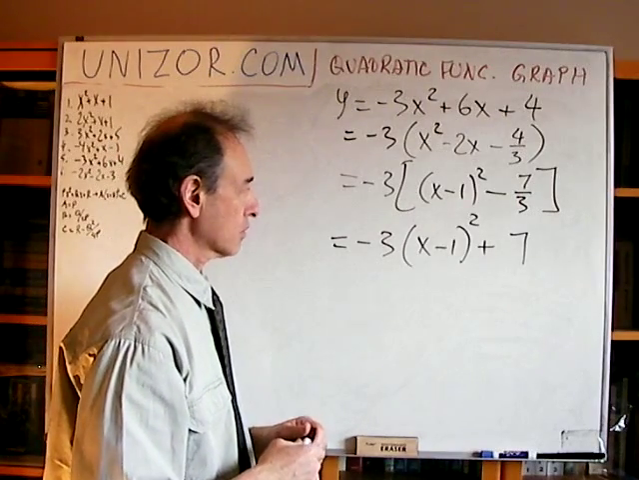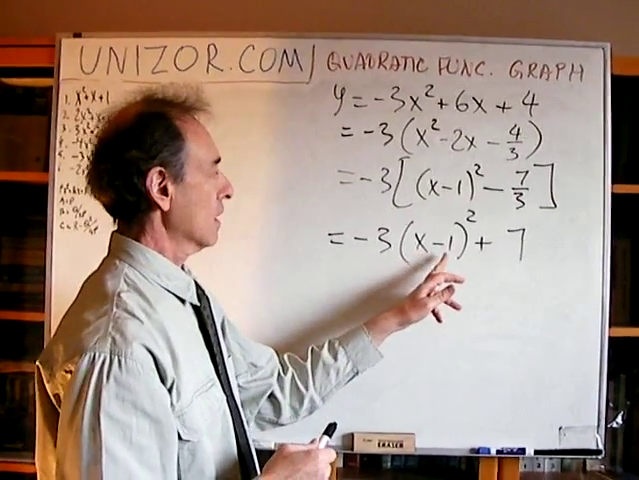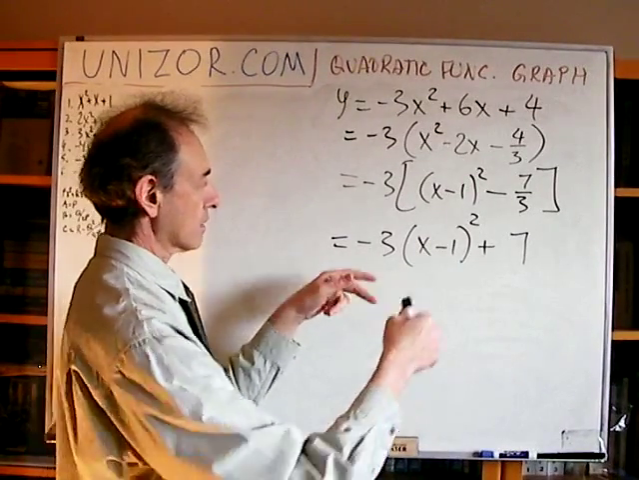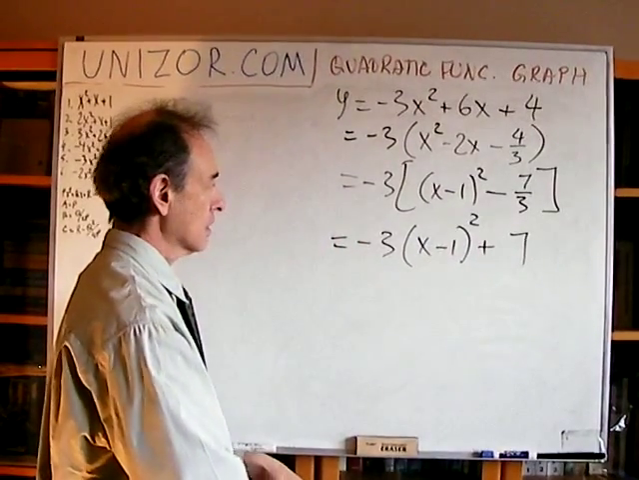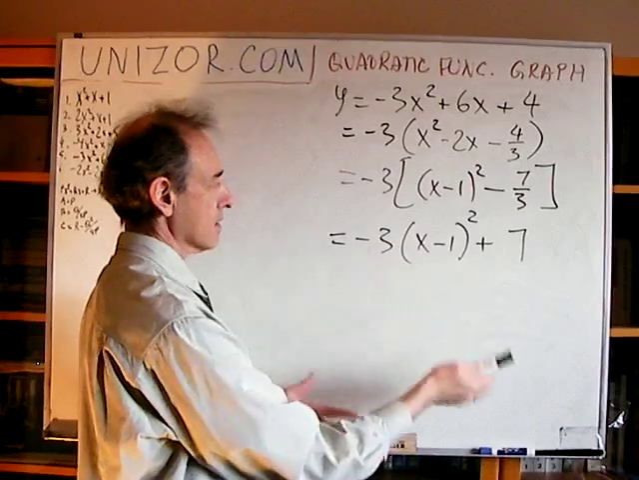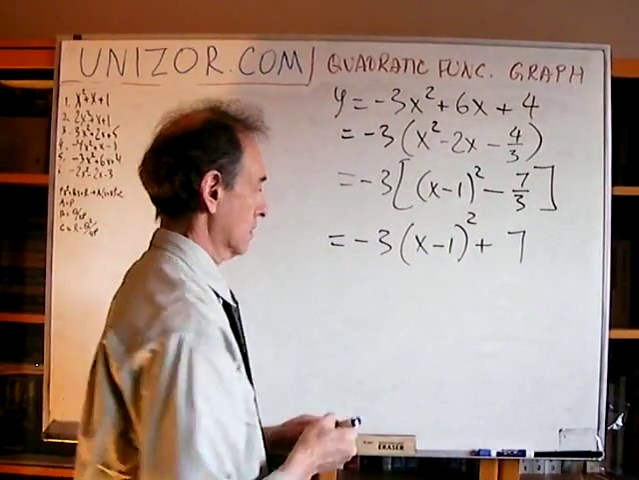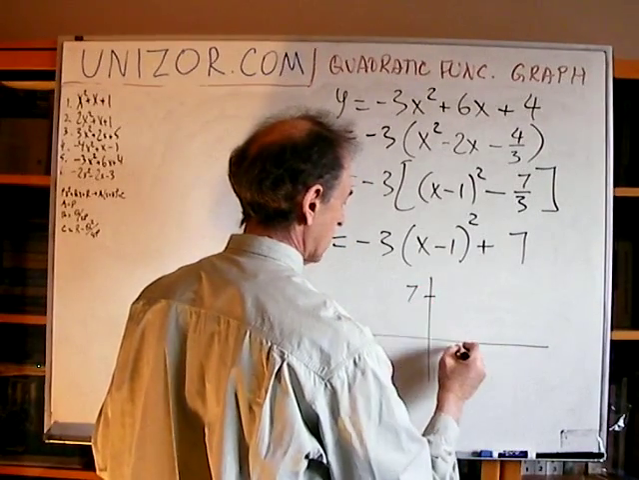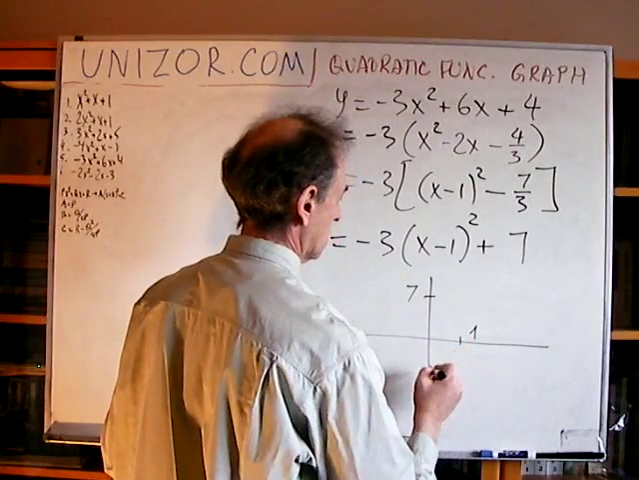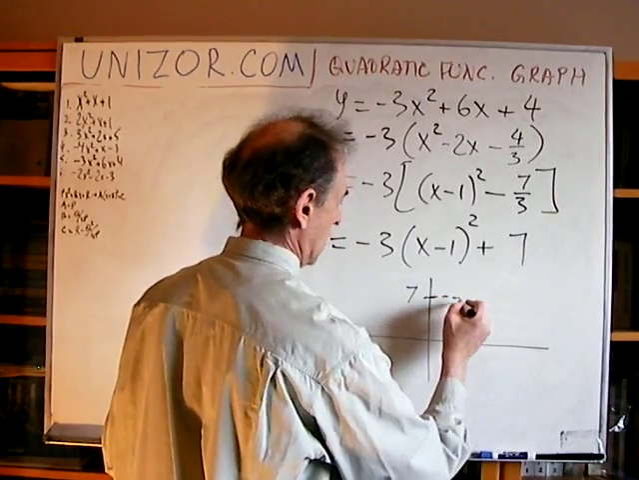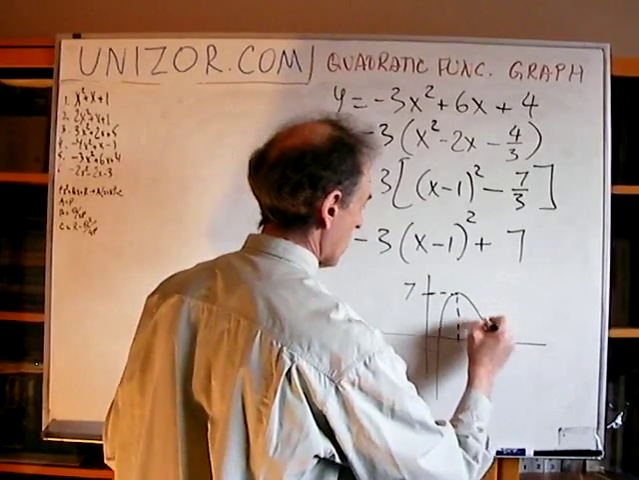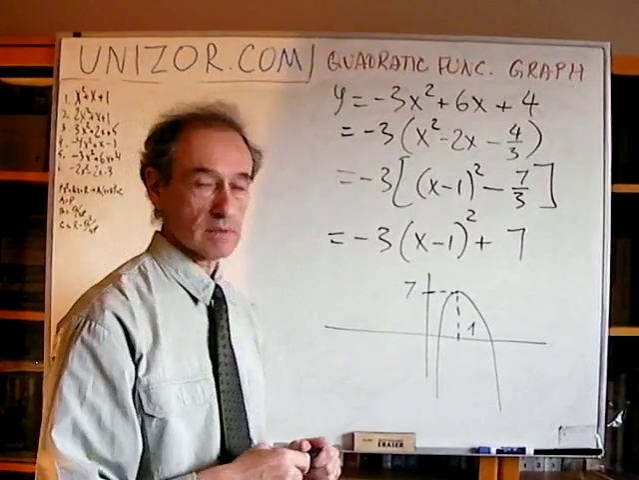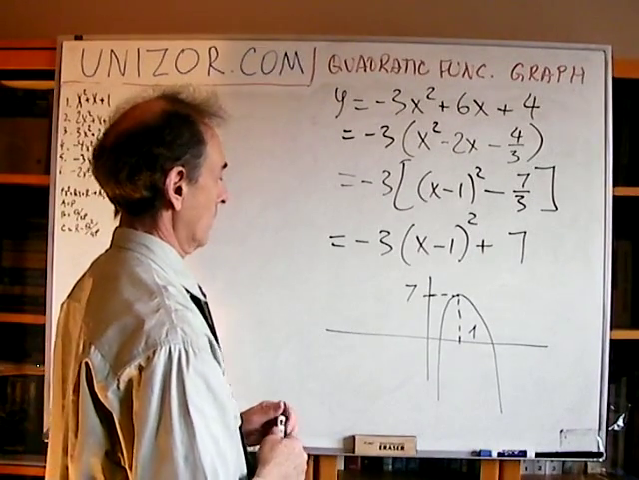Now, how to draw this particular graph? Well, again, obviously it's 1 to the right, then direct the parabola downwards, 3 times steeper, and then raise it up by 7. So it would be something like this. This is 7, this is 1, and the parabola is downwards 3 times steeper than the original y equals x squared. Okay, done.